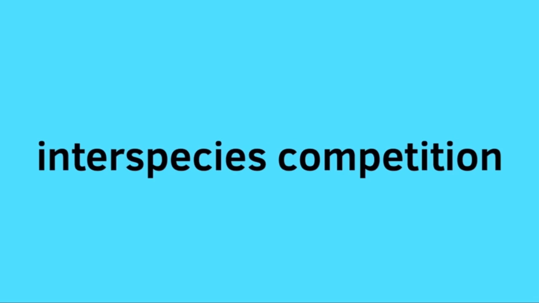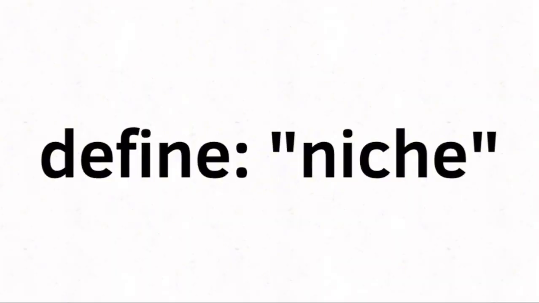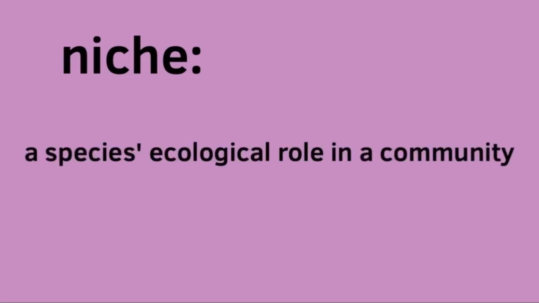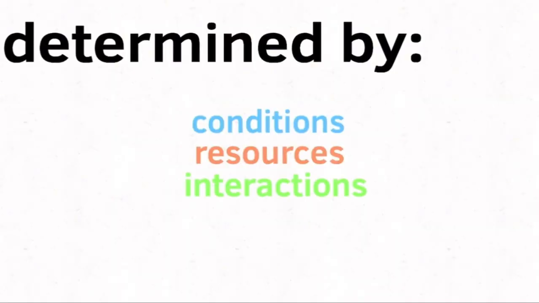Well, hopefully those interactions make more sense to you. Now, in the last segment of this video, let's backtrack and talk more about interspecies competition. First, we will define a species niche. A niche is basically the species' ecological role in the community. This role is determined by the different conditions, resources, and interactions it needs to survive.